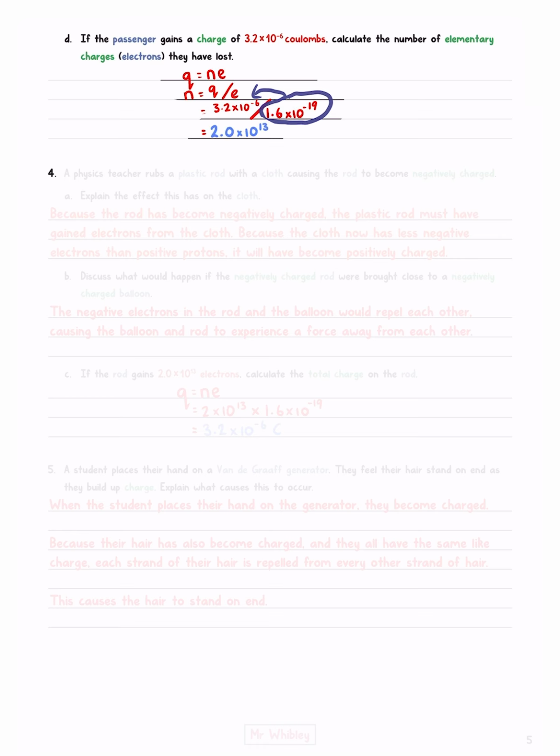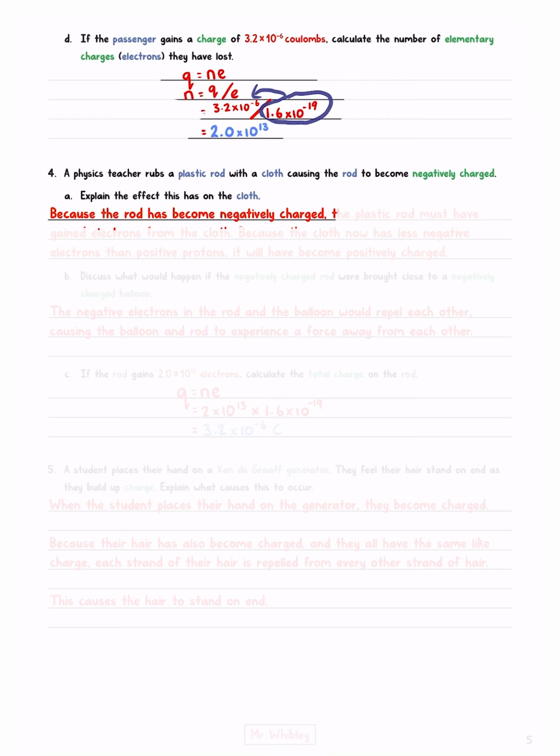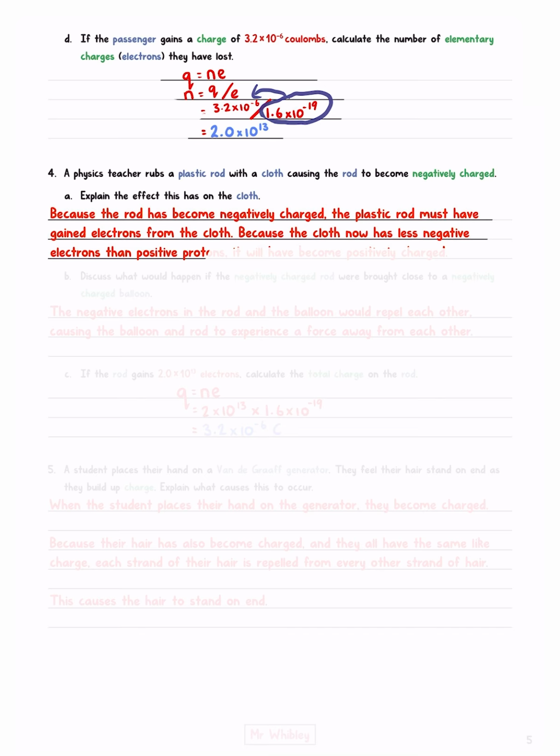Question 4. A physics teacher rubs a plastic rod with a cloth, causing the rod to become negatively charged. Explain the effect this has on the cloth. Because the rod has become negatively charged, the plastic rod must have gained electrons from the cloth. Because the cloth now has fewer negative electrons than positive protons, it will have become positively charged. And it's this statement here that is crucial to explaining why we now have positive charge.